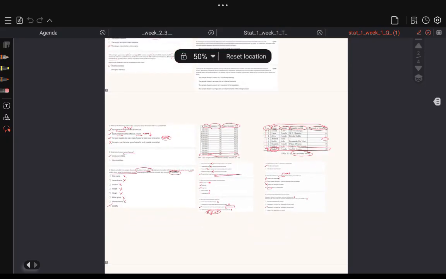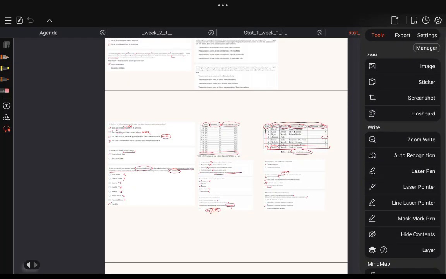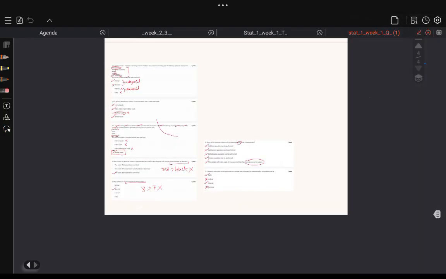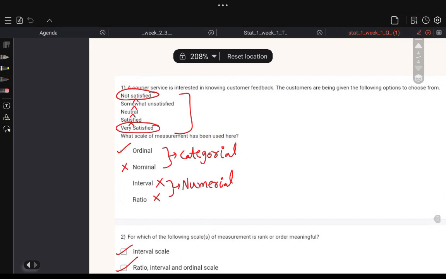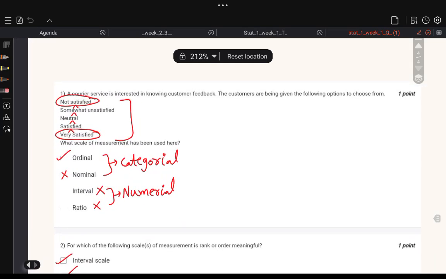Let's start from last, as we have studied the scales of measurement. It will be a refresher for us. So now let's have a look. A courier service is interested in knowing the customer feedback. The customer is given the following options to choose from.